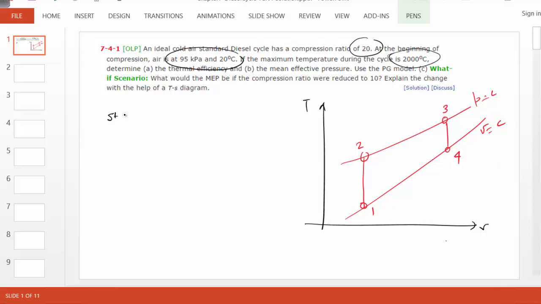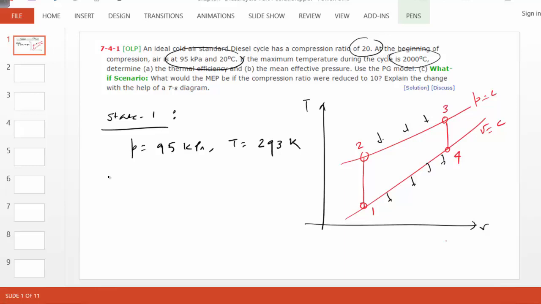So we'll go, as usual, find out all the states and then analyze each process, especially the heat addition and heat rejection process, which will lead us to all our answers. So state 1: pressure is given, temperature in Kelvin is 293 Kelvin. So we can very quickly find the specific volume to be RT over P using the ideal gas equation.